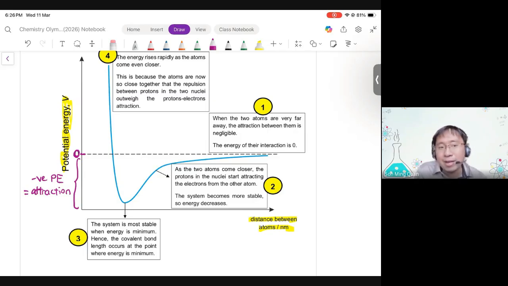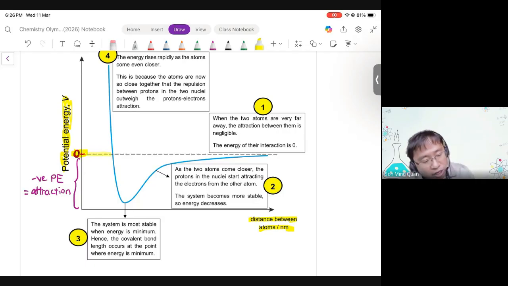Now, does this mean that energy is a vector, for those physics students? No, energy is not a vector. It doesn't have direction. It's negative because of how we define 0. I repeat, attraction is negative because of how we defined 0 energy.